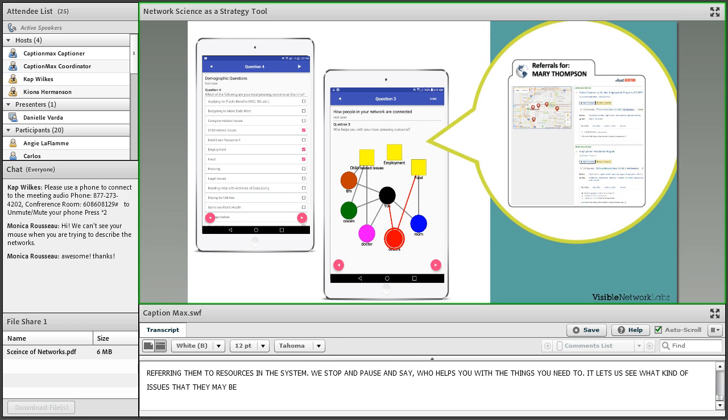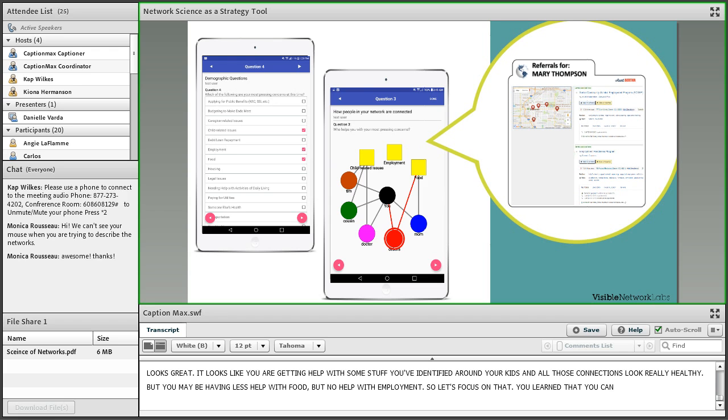When we ask people what are the things they need, we use that information that we learned from our research that said people want to help themselves first. So before referring them to resources in the system, we stop, just pause. It's very simple, and we say, who helps you with the things you need? And they let us see what kinds of issues, say child-related issues, employment, and food, they may be dealing with, so that they self-identify, but then they also tell us who's helping.